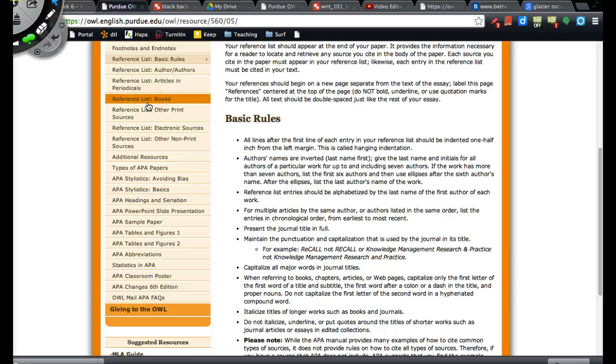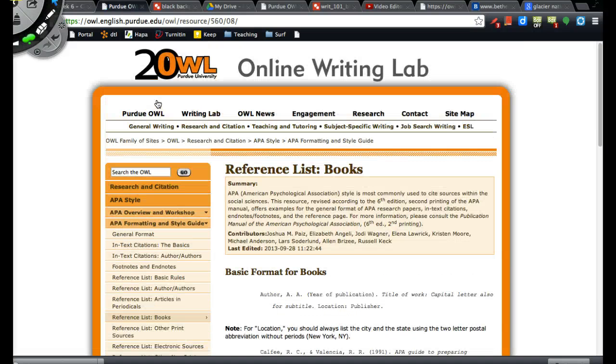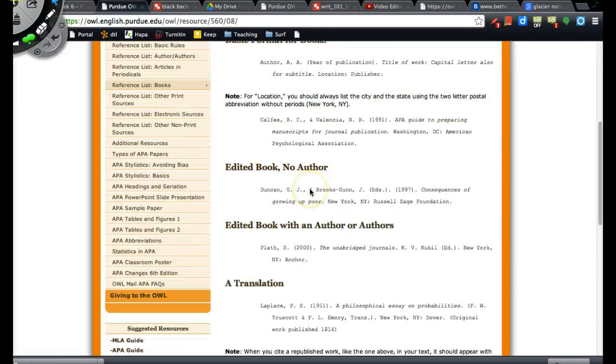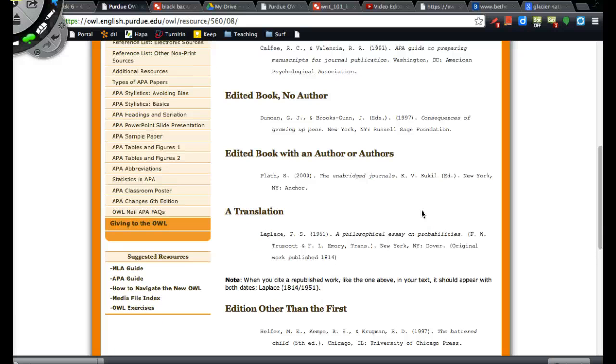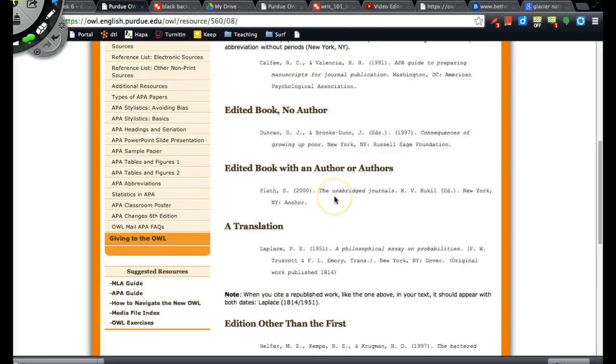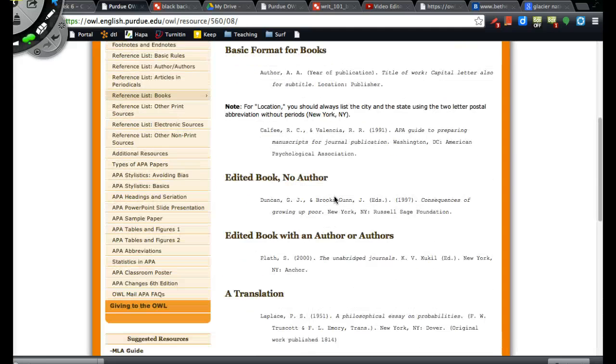If you have books, so let's say you have a book, and you found this book in the library or on Google Books, and it didn't give you a nice APA reference to put on your reference page, you're going to need to go and look here as to how you would format these, and these will walk you through what the formatting looks like. So go check this out if you've got books.